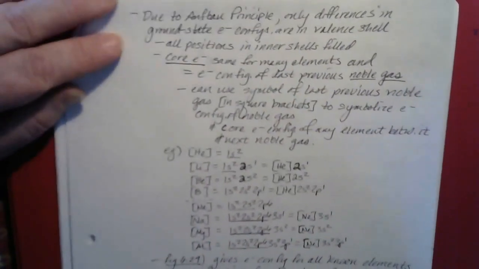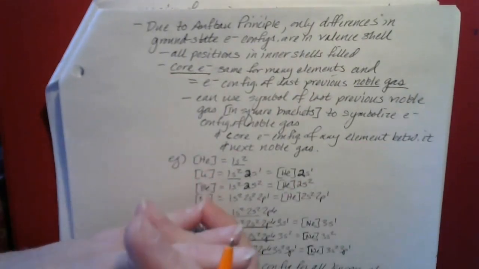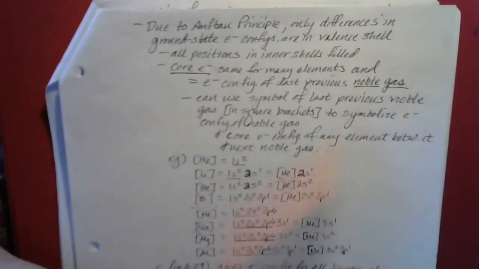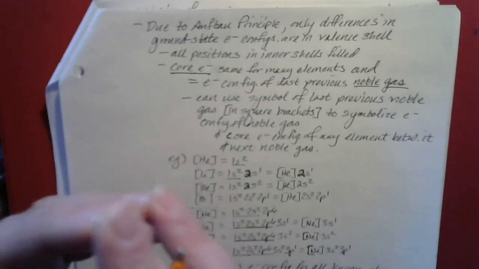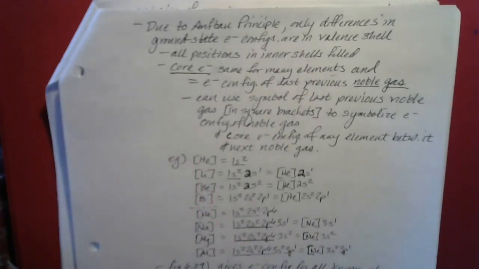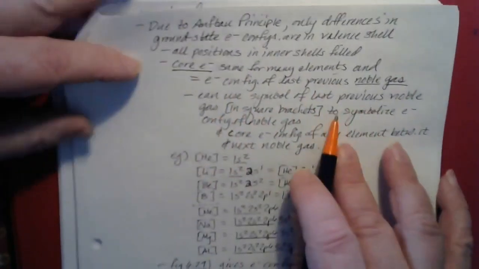Now, a shortcut to doing electron configurations can be using the symbol for the last previous noble gas to represent the electrons up to that point. Because, due to the Aufbau principle, the only differences in ground state electron configurations between elements is in the valence shell. The inner shells, the core electrons, are the same for any given element in a given period. And so this brings us to the idea of noble gas abbreviations.